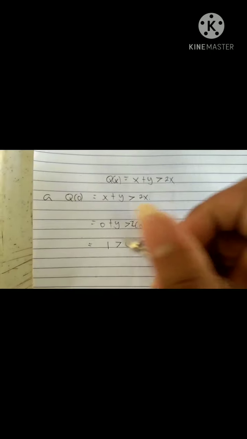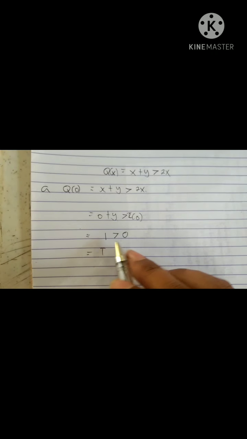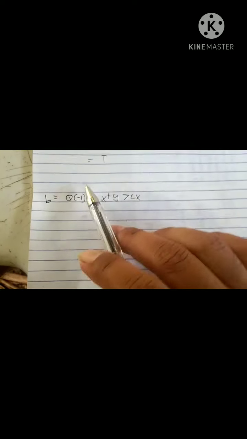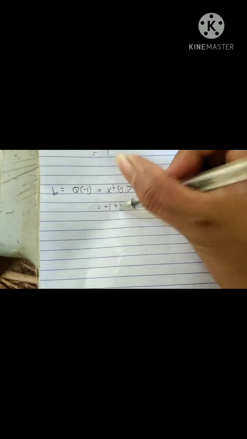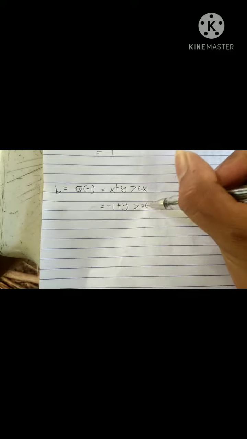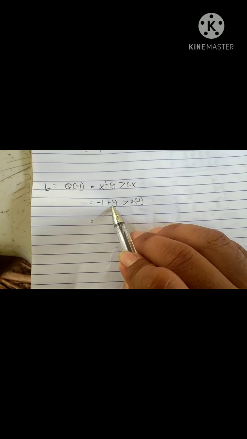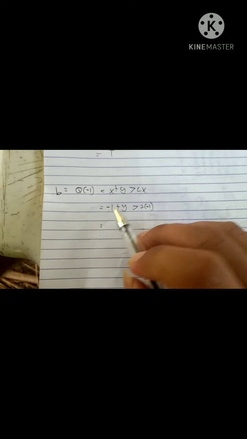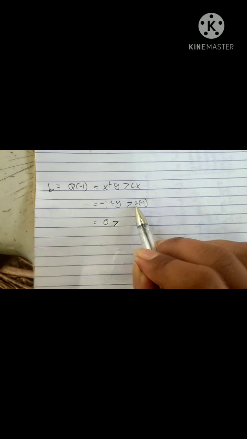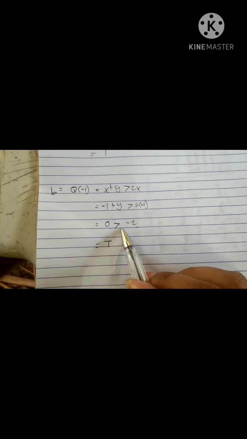Therefore, this statement, x plus y is greater than 2x, with x equal to 0, is true because 1 is greater than 0. Our next given value of x is negative 1. So we substitute the value of x: negative 1 plus y is greater than 2 times negative 1. Negative 1 plus 1 is equal to 0, greater than 2 times negative 1, which is negative 2. Therefore, this statement is true because 0 is greater than negative 2.